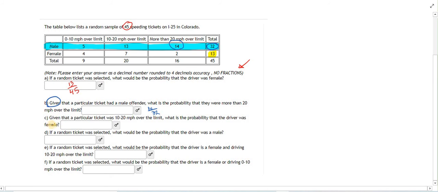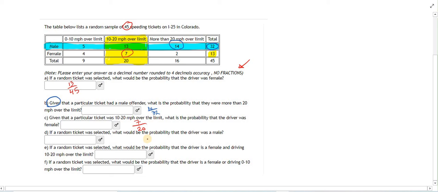Given that a particular ticket was 10 to 20 miles per hour over the limit, so a particular ticket is in this category. I'm just going to highlight this category, and I'm not going to look anywhere else. I will just restrict myself to this category right here, and I know right away that the denominator has to be 20. The total has to be 20. What is the probability that the driver was a female? How many females are in that category? I have 7 females out of that category.